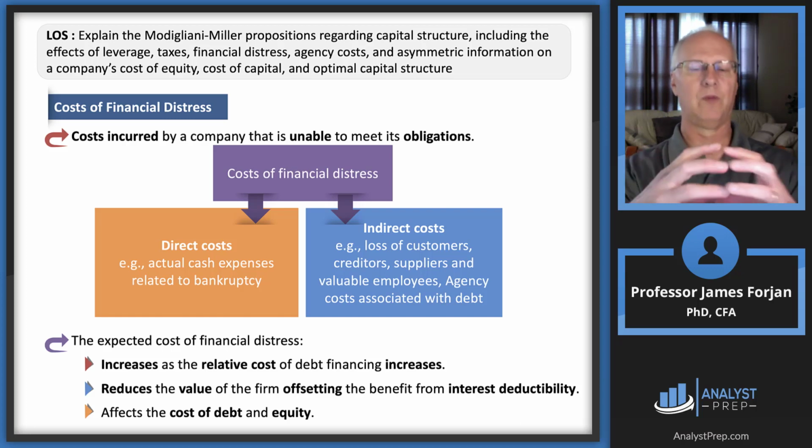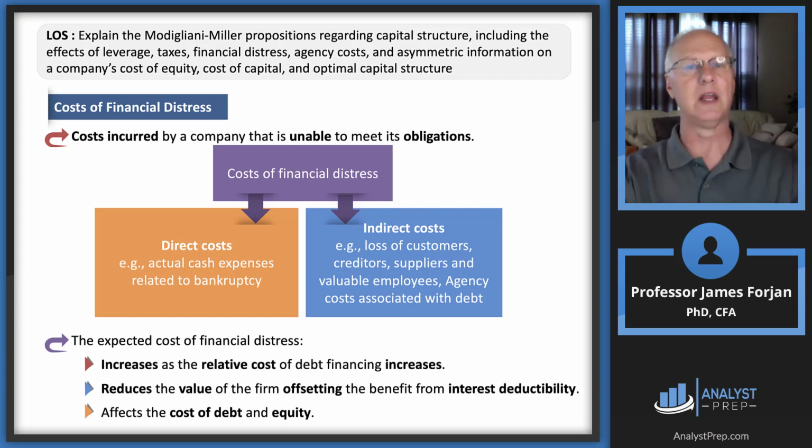All right, so what did we do? We started out with the fantasy world, then we peeled off a layer of no taxes. Now let's peel off a layer that there are no financial distress or bankruptcy costs. So let's take a look at two kinds of financial distress costs, direct and indirect.